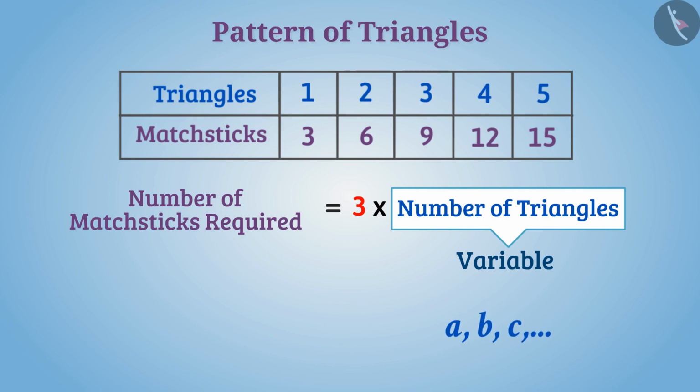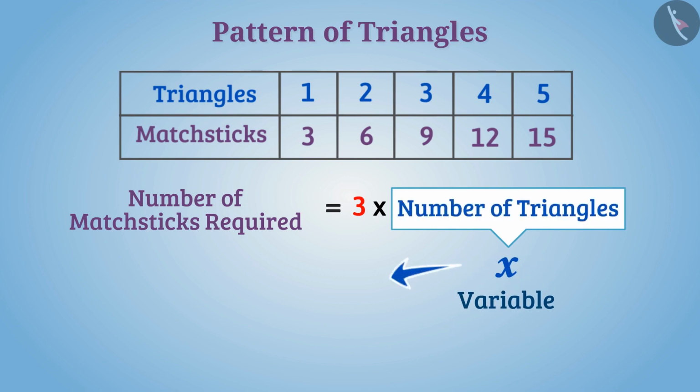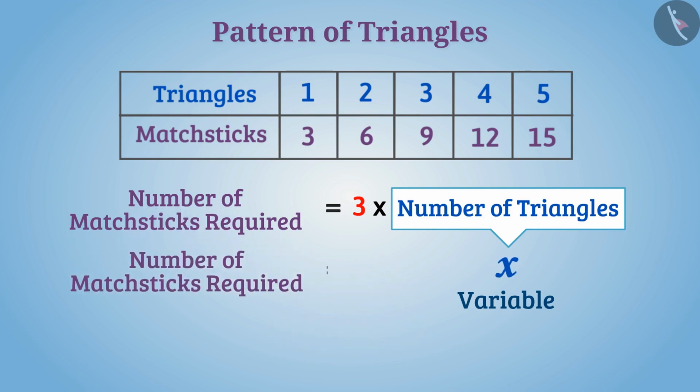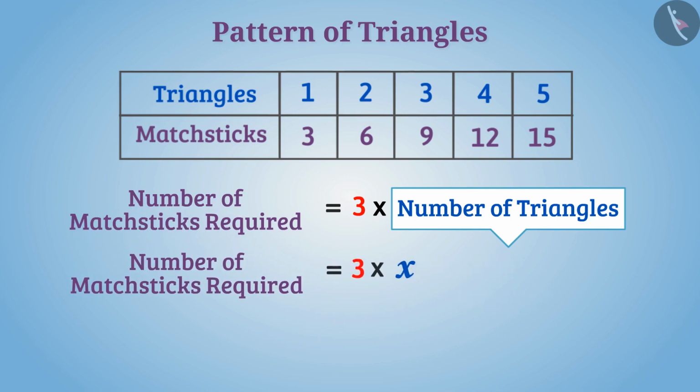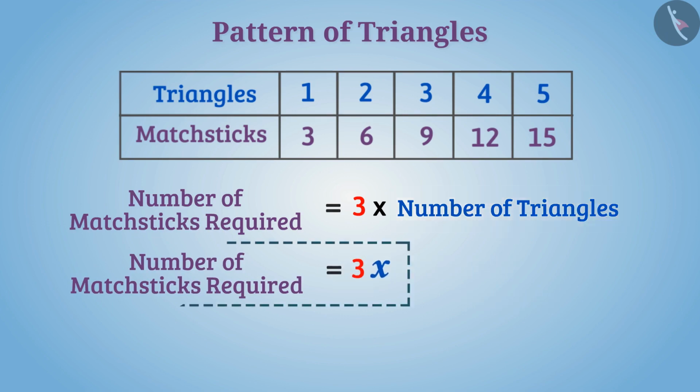For example, here instead of number of triangles, we will use letter x. Like the number of triangles, variable x can also take values 1, 2, 3 or any other natural number. In this way, for x triangles in the pattern, number of matchsticks required will be 3 multiplied by x. It is written briefly as 3x. With the use of variable x, we have written the general rule for the pattern of triangles.